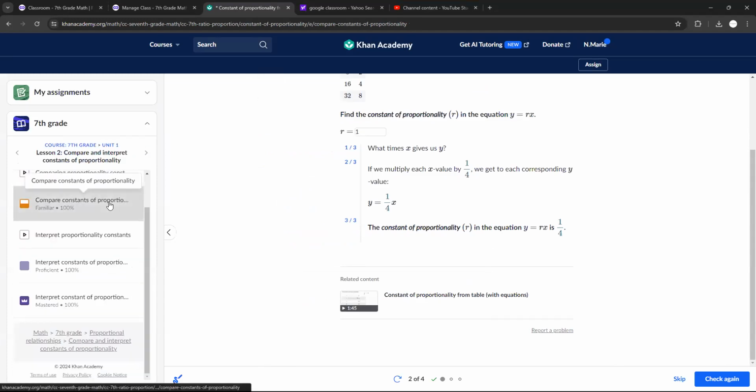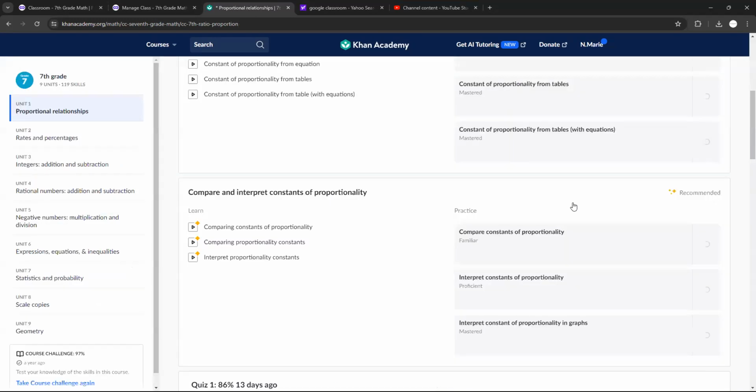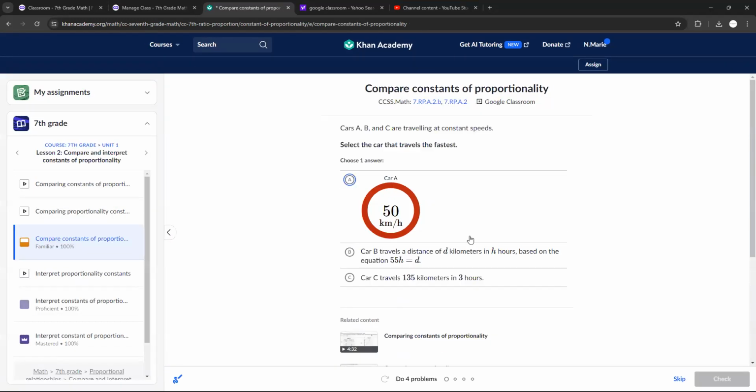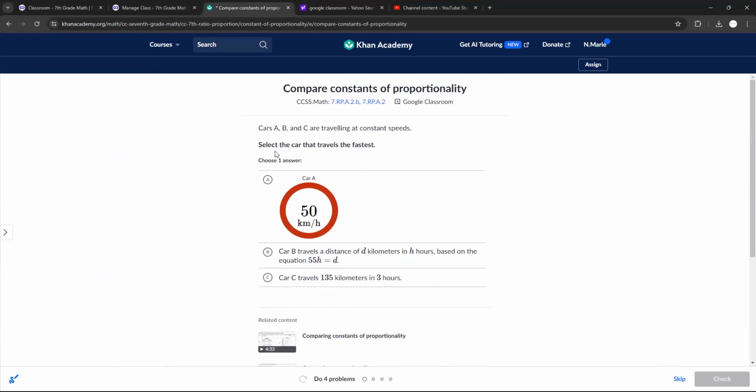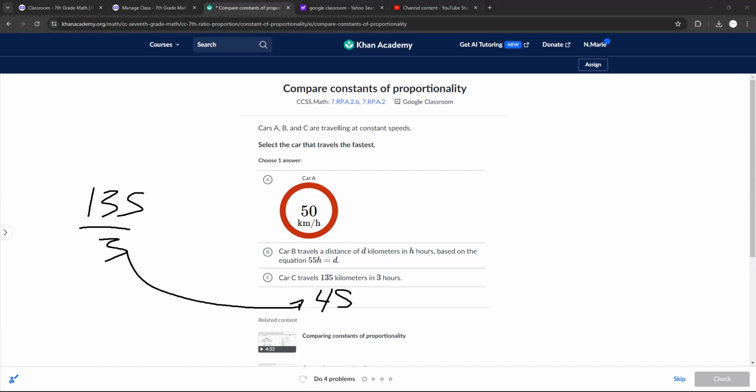All right, moving on. So now comparing. Let's compare constants of proportionality. Okay, so select the car that is traveling the fastest. Well, this is 50 kilometers an hour. D is distance, H is hour. So this is 55 an hour. And if a car is traveling 135 kilometers in 3 hours, you would do 135 divided by 3. 135 divided by 3 gets you 45. So this one's 45 kilometers per hour. The fastest one would be B.